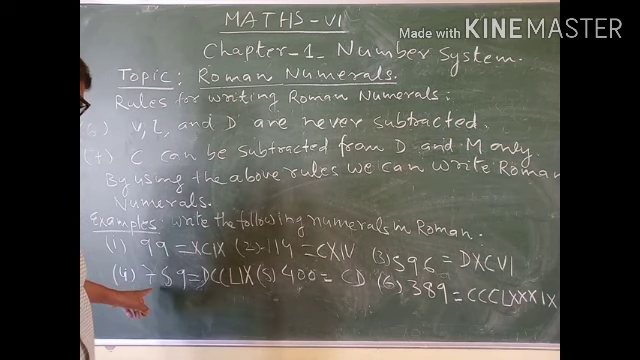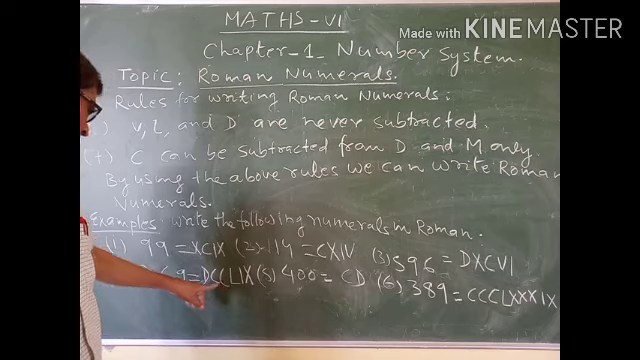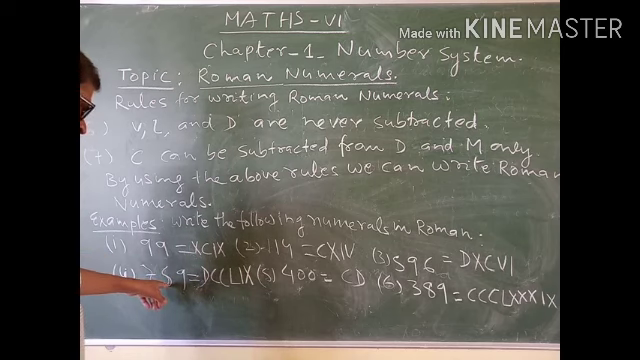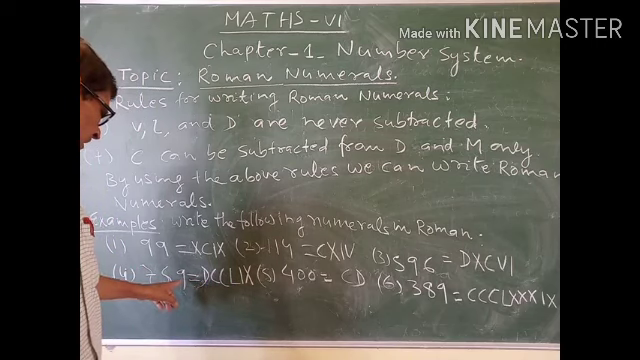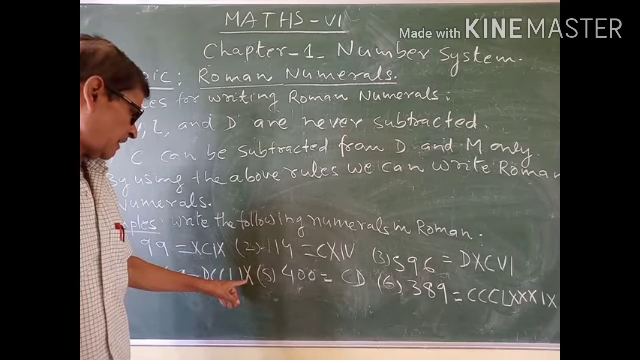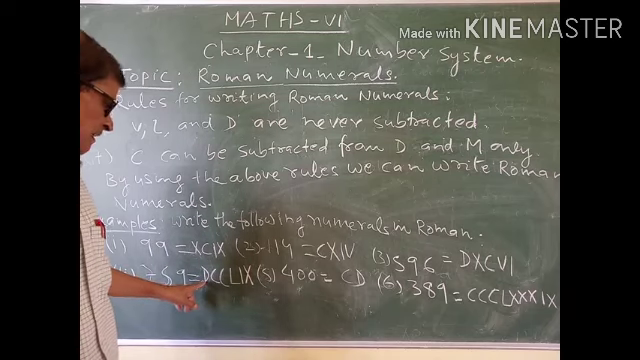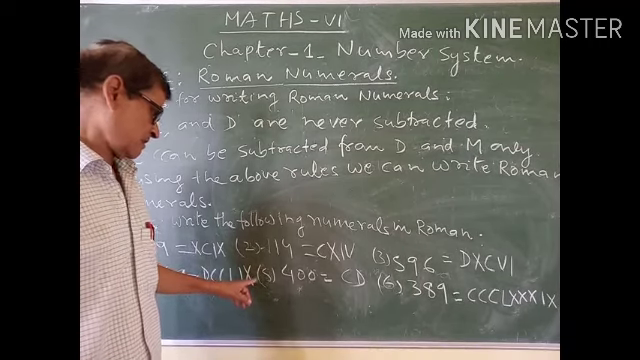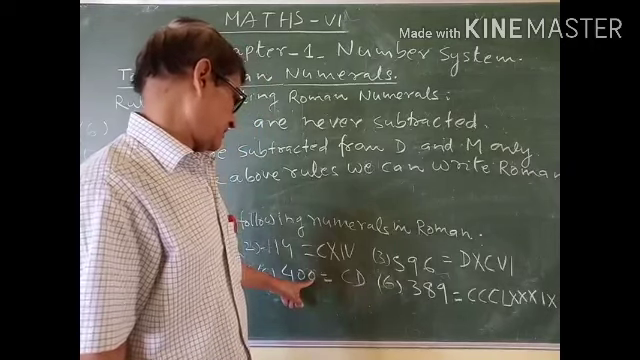Again, let us see, we want to write 759. Write D for 500 and double C for 200. This becomes 700. We want to write 59, L for 50 and IX for 9. This is how 759 is DCCLIX.